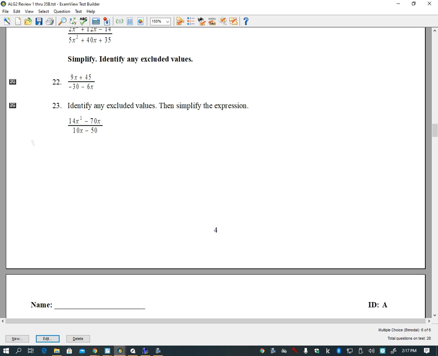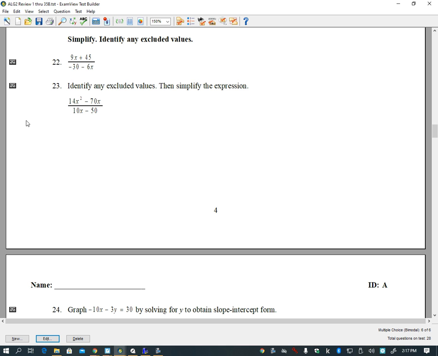All right, cool. Identify any excluded values. I have a fraction here, right? Is there anything that's not allowed in a fraction? A denominator that equals 0. So let's start with that. Negative 30 minus 6x cannot, under any circumstances, be equal to 0. But we have to find out what's going to make it 0.